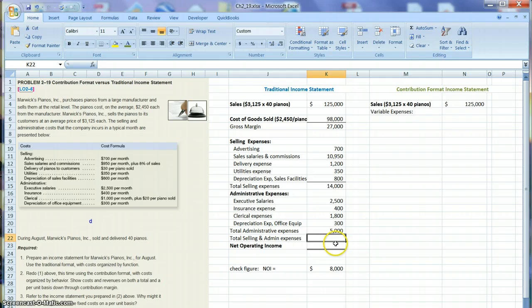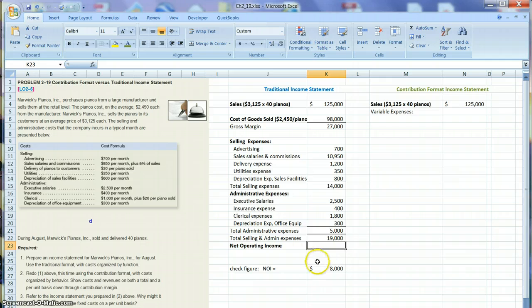Now, what I'm looking for next, okay, is that I want to add my total selling and my admin. So I'm going to do that by putting the equal sign there, selecting my total selling, and then I want to put a plus sign to tell it to also add my admin. Gives me the total net income. I'm sorry, not net income yet, but total selling and admin. That's what I actually added. 14 plus 5 is 19,000.